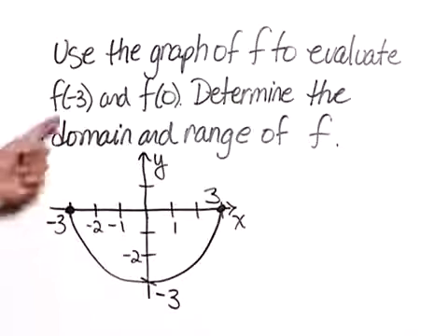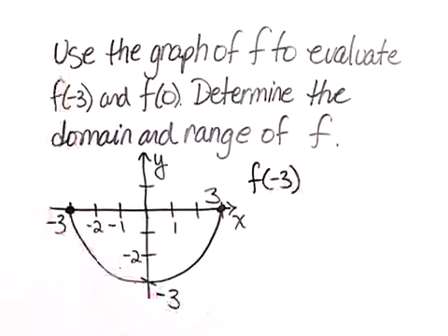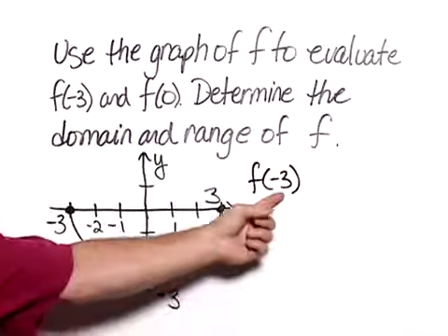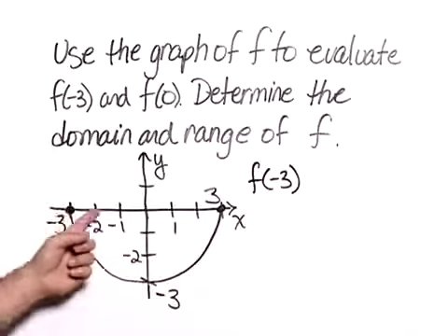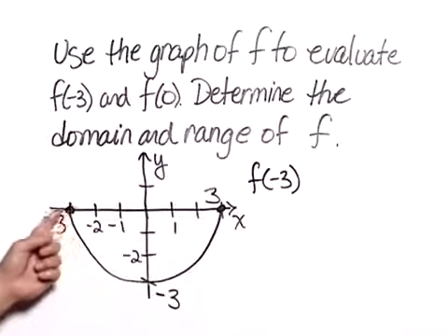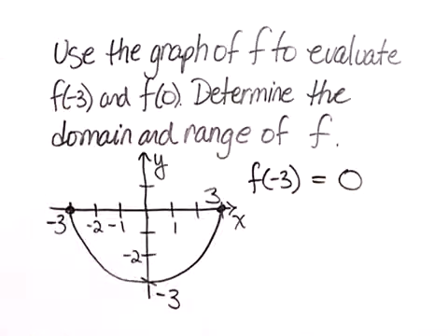Now, let's go back and evaluate f of -3. F of -3 means we want to find the value of the function when x is -3. Well, here's x equaling -3. The value of the function is 0. So f of -3 is 0.